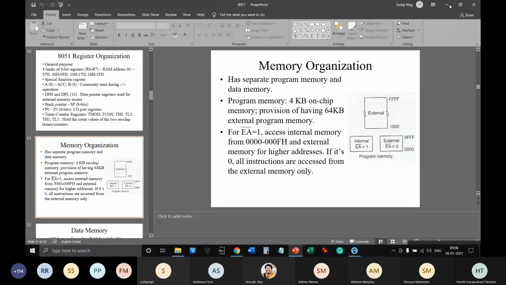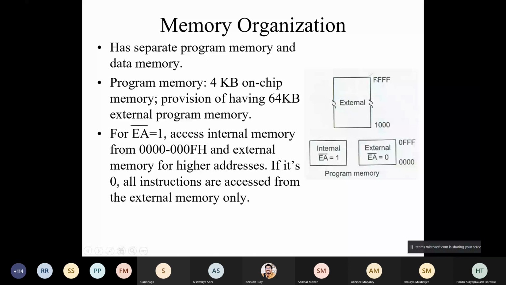So what we get to see is that we have an external memory, let's say 1000 to FFFF. So this is the other way around. The highest memory address location is written at the upper side. That's fine, it's one and the same. So in that case, you start from 1000 and then go up. And these numbers are all in hexadecimal number system.